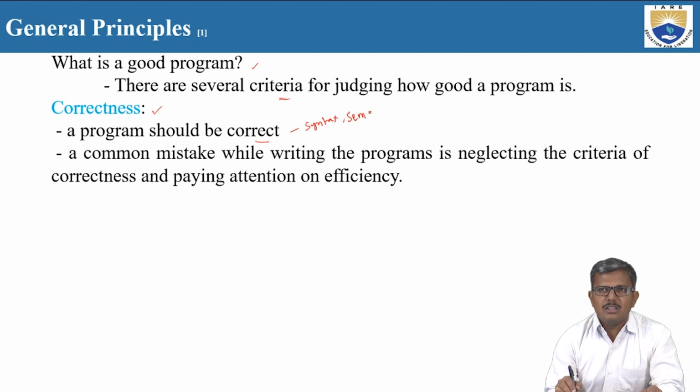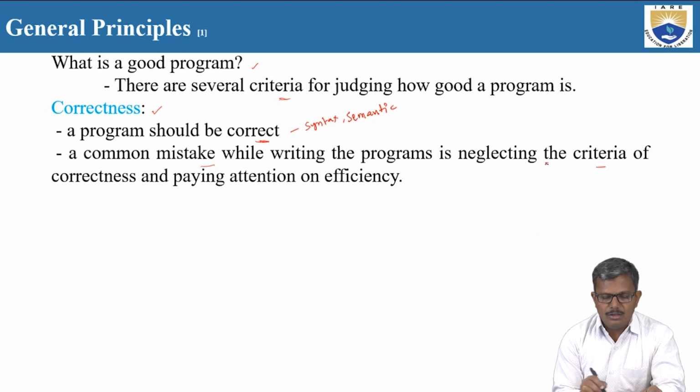Okay, it should be correct in terms of syntax and semantics, and at the same time it should be correct, which means it should match the problem statement also. So then we can say that a program is correct. This is one of the criteria, and whenever we concentrate on correctness, we make some mistakes while writing the program. So we can say that the common mistake while writing a program is neglecting the criteria of correctness.